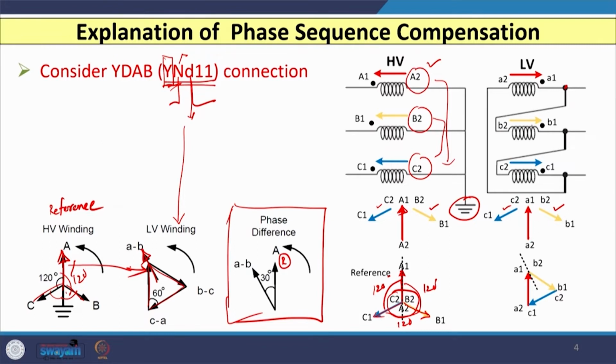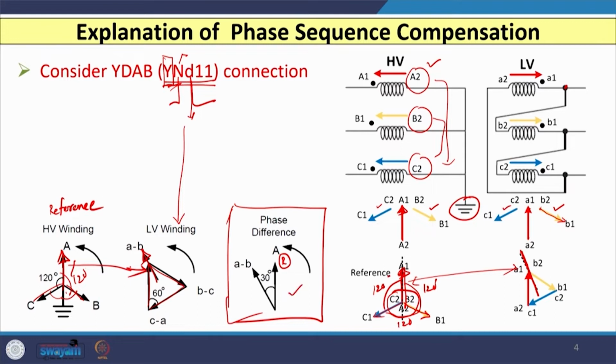So, B2 to B1 phasor I have to put it here, and this point is connected with this. So, that is why I have shown B2 to B1 phasor here, and similarly C2 to C1 phasor, as C2 is connected with B1. So, you can put this phasor like this. If you draw the reference, then you will have the reference like this, and for this star winding you have the reference like this. So, if you compare these two phasors, then you will have this value.